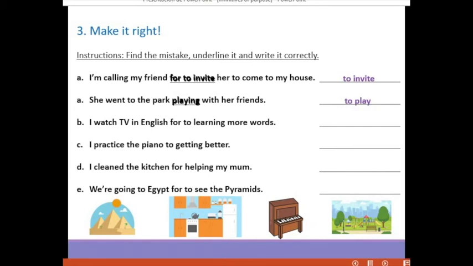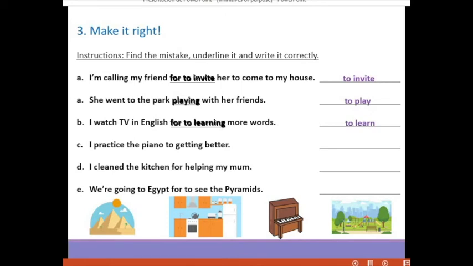I watch TV in English to learning more words. Is that correct? No, it's not correct. There is one error. Did you find it? Exactly. Very good. To learning. That is not correct. It's similar to the first sentence. To is not correct.